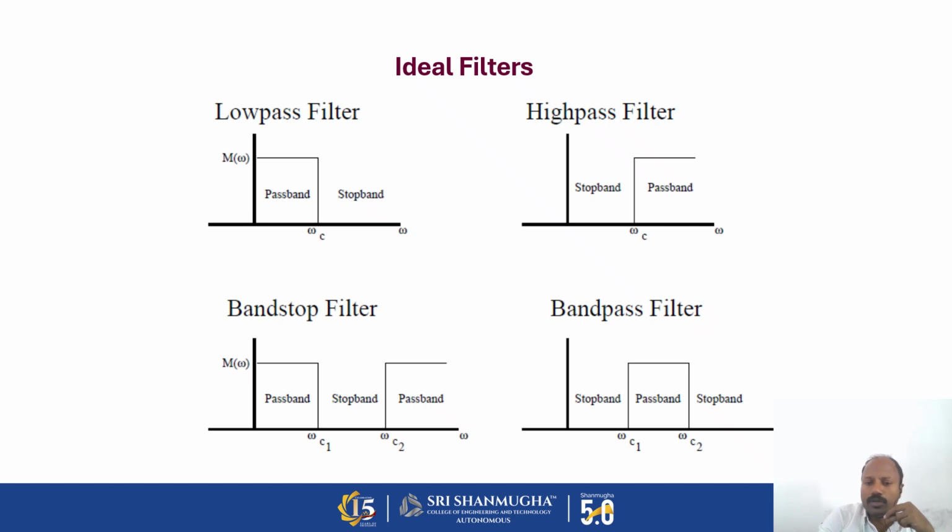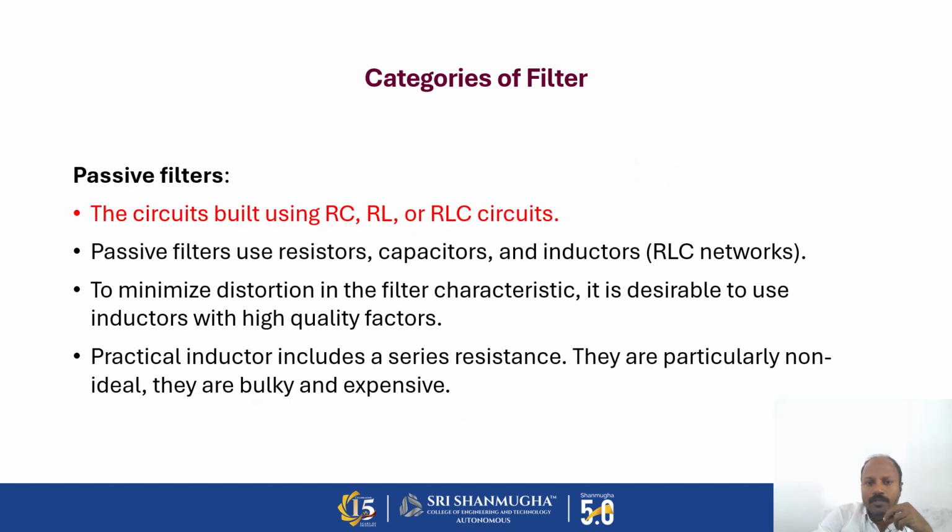Next is the band pass filter. This filter will allow the frequencies available at the center of the filter, that is the middle values of the frequencies will be allowed, and it will stop the lower frequencies and higher frequencies. These are the categories of filters.